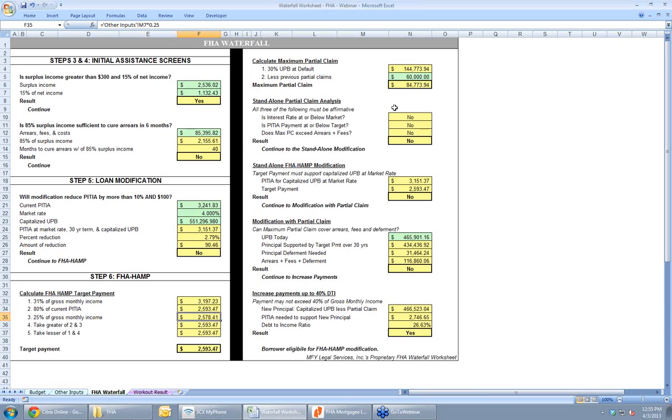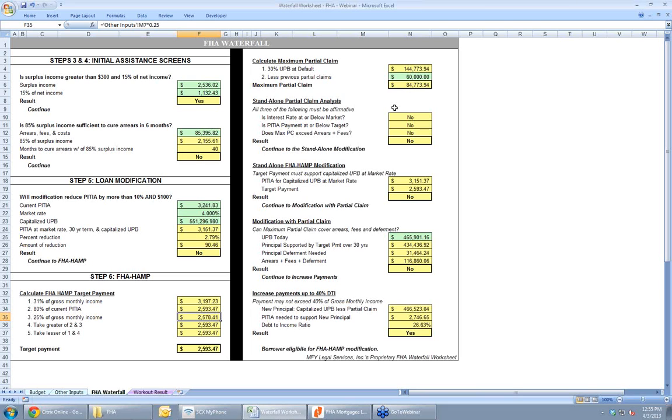The P&I payment has to be at or below the target. And you have to be able to cover all of the arrears with your partial claim. So in this scenario, they're not going to be eligible for a standalone partial claim, and I suspect for most people, they're not going to be eligible.